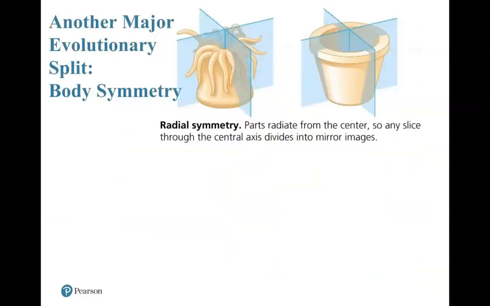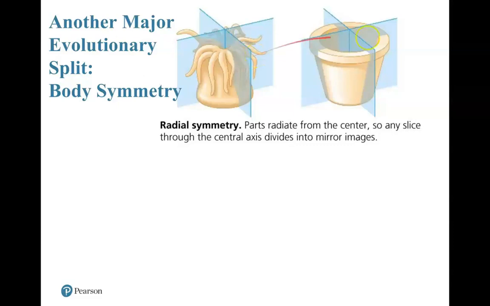Radial symmetry has to do with an organism that is going to have a radiation of body segmentation from the center. So what I mean by that is that any slice, let's say I look at this creature right here and I take a slice right there in the center. The left side is going to be similar to the right side. Well, let me slice it another way. I slice it this way. The left side will be similar to the right side. So in radial symmetry, any slice through any central axis divides it into mirror images of each other.